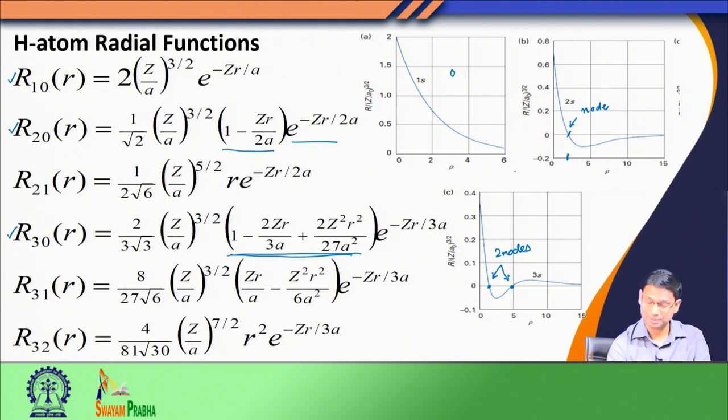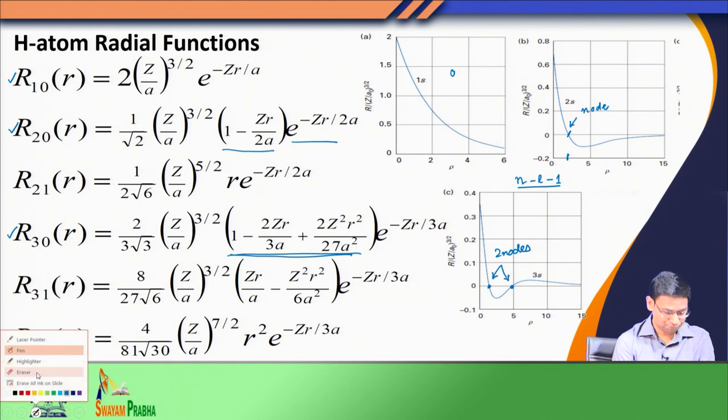We saw that the number of radial nodes turned out to be n minus l minus 1. In case of 1s it is 1 minus 0 minus 1, which is 0, for 2s this value is 1, and for 3s it is 2. So we see that the functional forms that we get have some physical justification, and using them we can derive the location of the radial nodes for different functions.